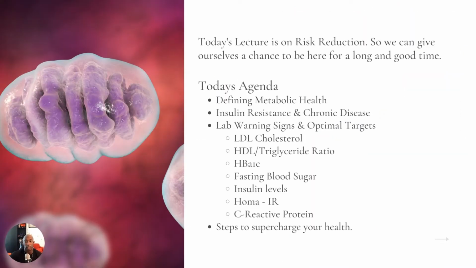So, let's begin. Today's agenda is all about risk reduction. We want to give ourselves a chance to be here for a long and good time. Okay, we're going to be defining metabolic health. We're going to talk about insulin resistance and chronic disease. And this is super important, so make sure you pay attention. And then we're going to be talking about lab warning signs and optimal targets, not reference ranges, optimal targets. We want you to perform at a high level, and this is how we do it. Then we're going to talk about steps to supercharge your health.